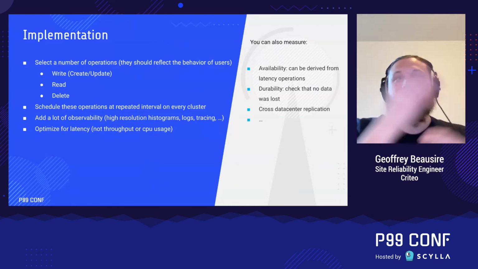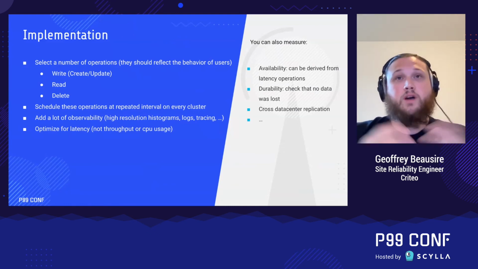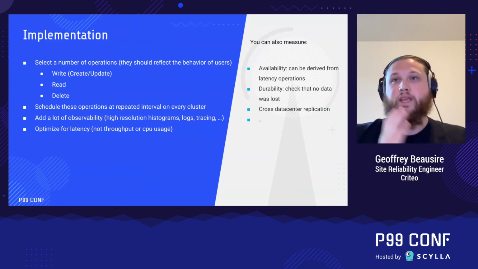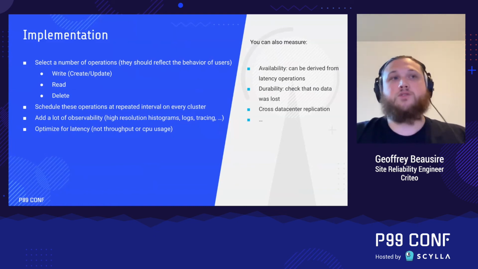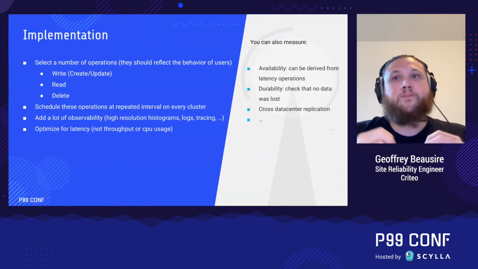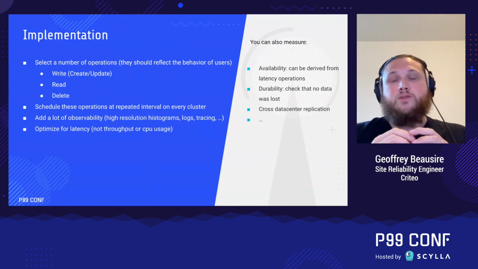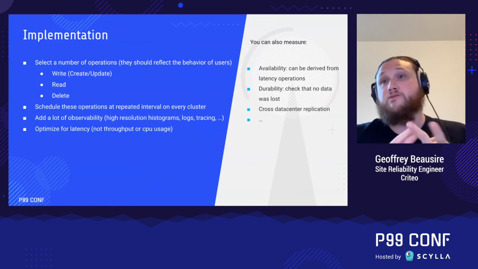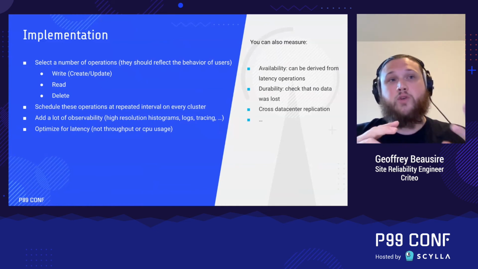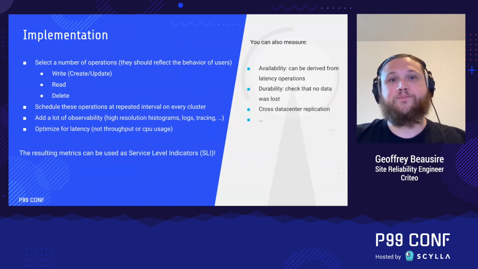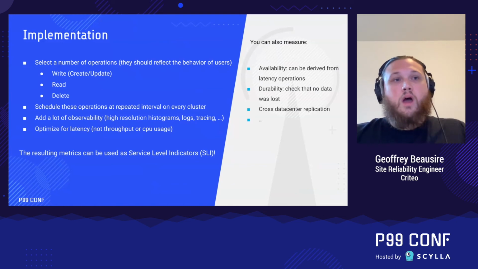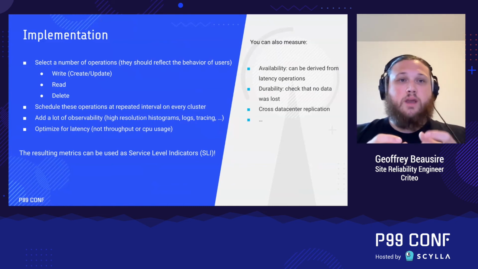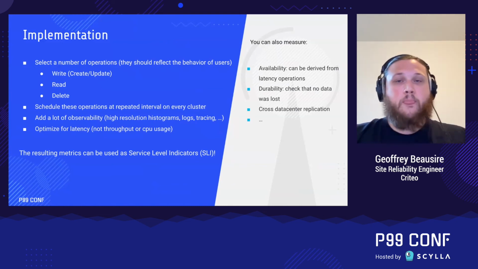For example, you can write 10,000 records in your database and check regularly if they are all there. If you miss one, it means that you lost data and it's bad. You can also measure data across data center applications, for example, the latency of the application, if the replication works at all. And you can do that automatically and very often do these checks. And it's not limited to this, you can do whatever you want. And the resulting metrics can be used as service level indicators.